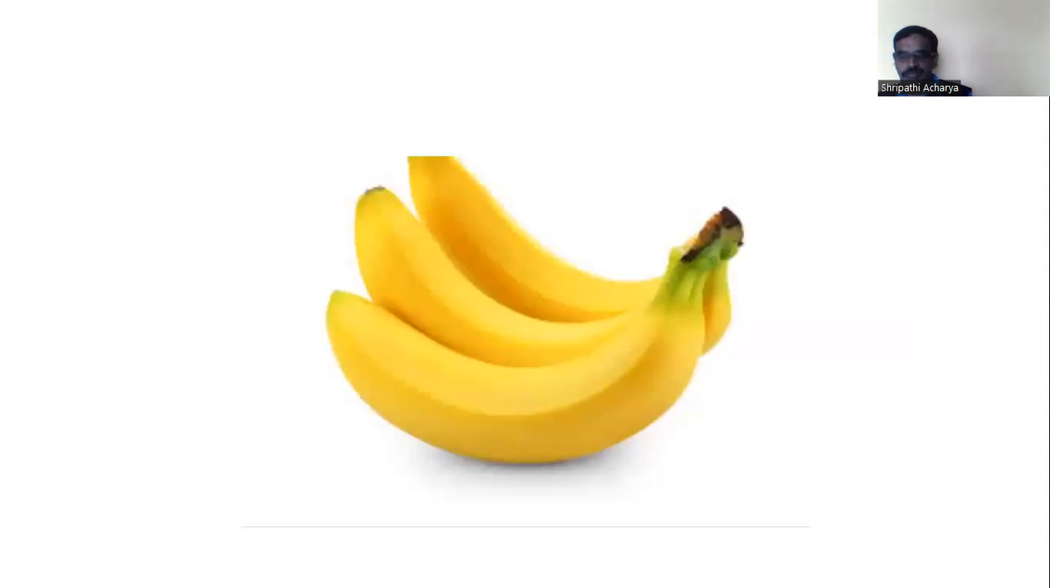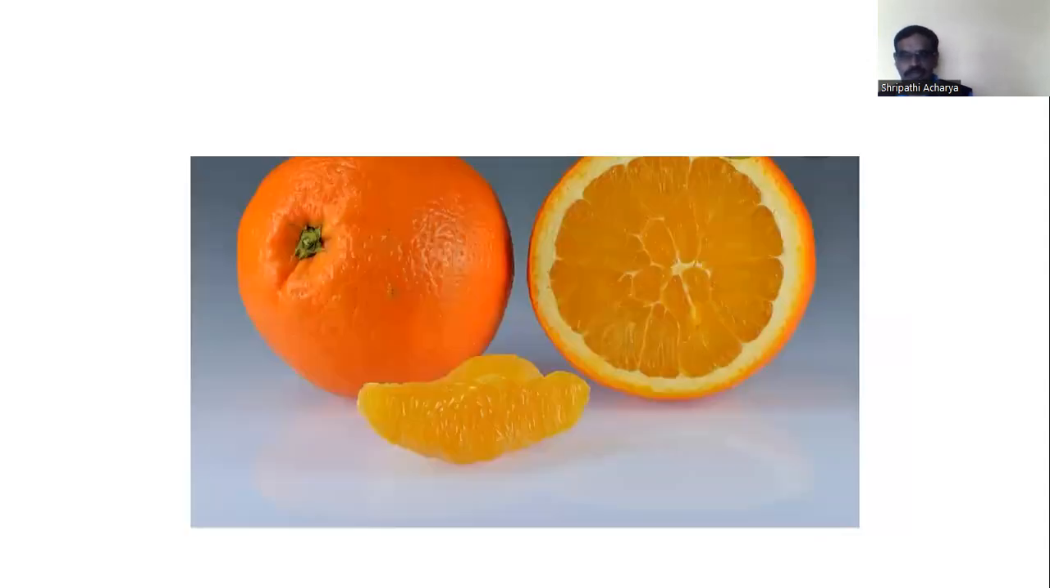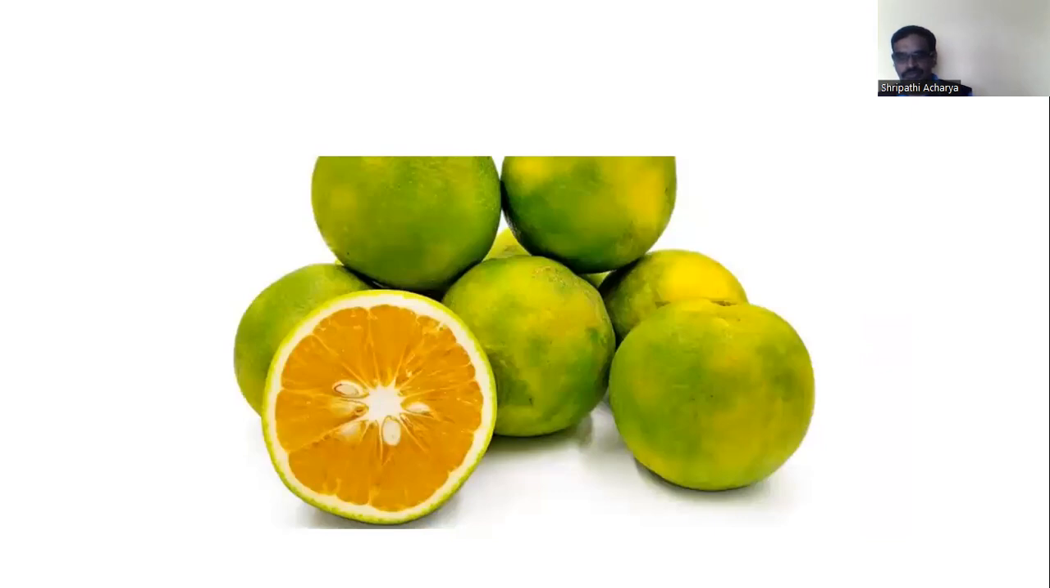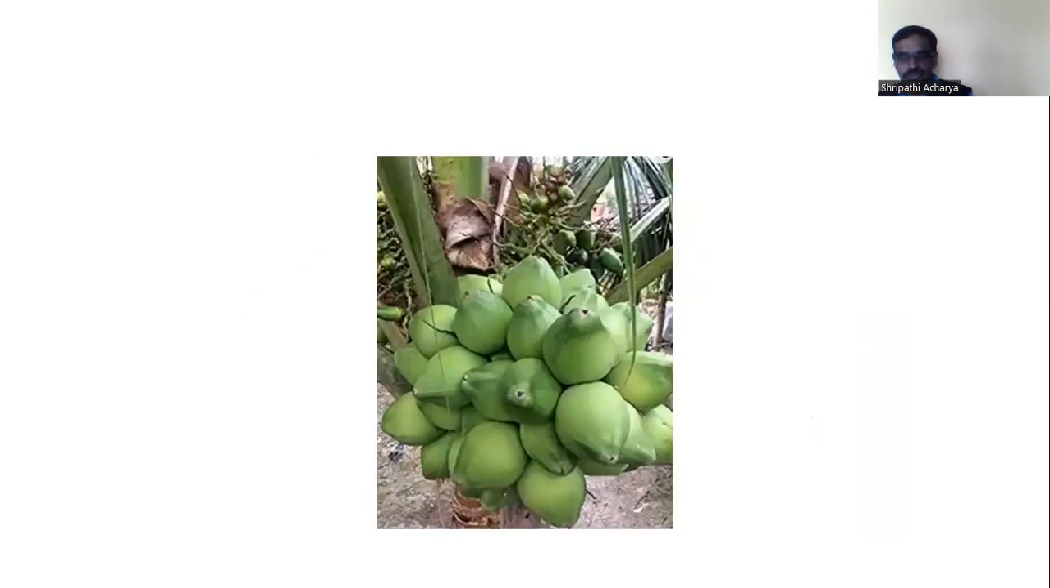The banana should be avoided because of its high content of potassium. The orange also has high potassium content, and we have to avoid it. This is narikela, tender coconut water. It is usually not given in renal cases, and in CKD it should not be given because it contains high potassium content.